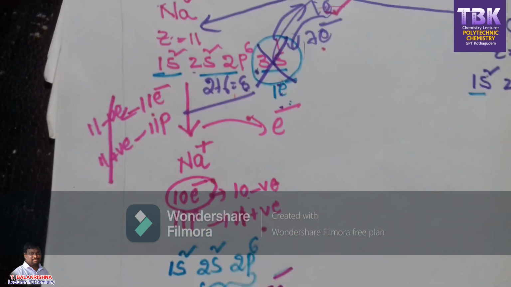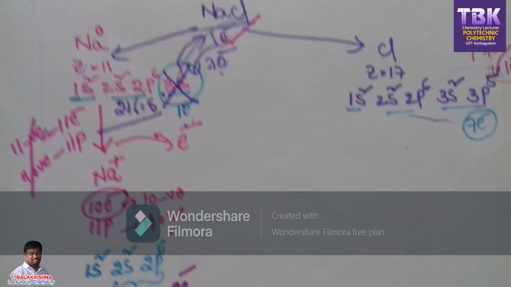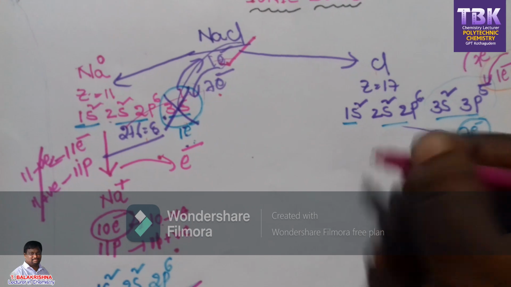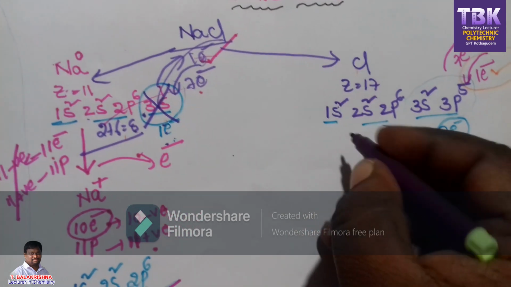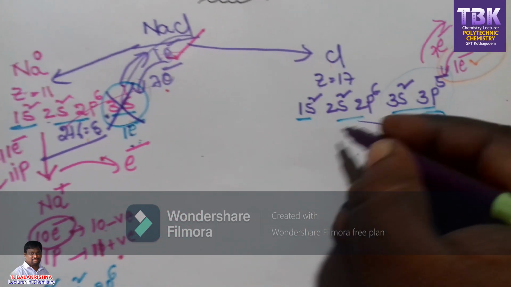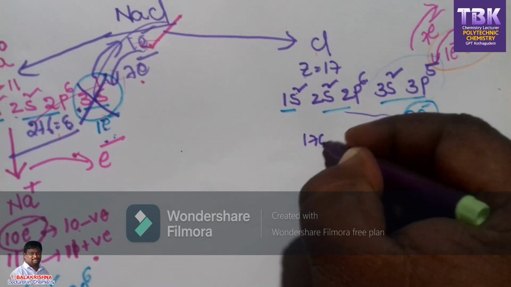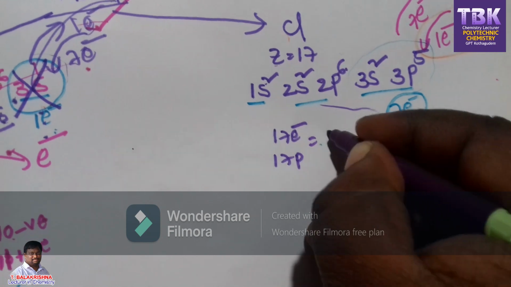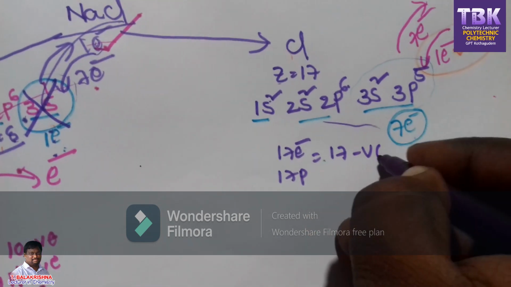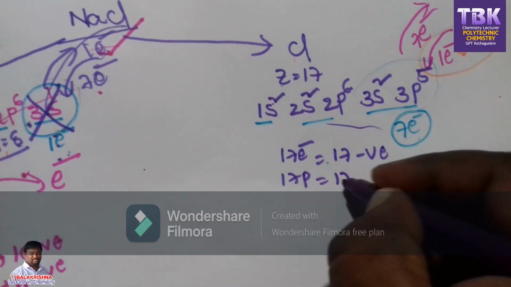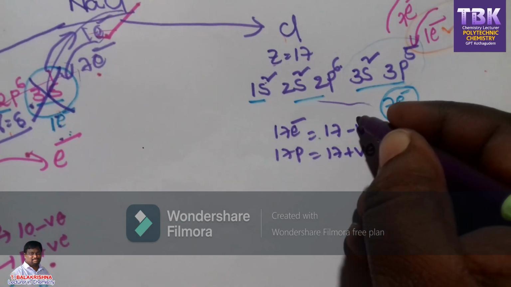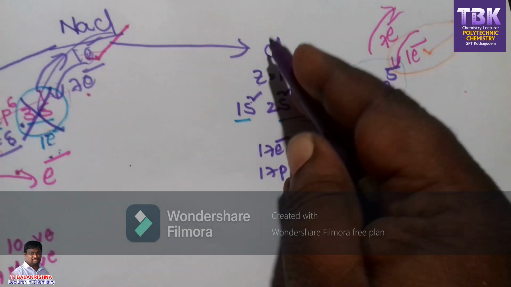So it gets stability by losing an electron. These electrons are transferred from sodium to chlorine. Before gaining the electron, how many electrons does chlorine have? Atomic number 17 means 17 electrons and 17 protons, so 17 units of negative charge and 17 units of positive charge. Okay, they cancel each other, so it is electrically neutral.